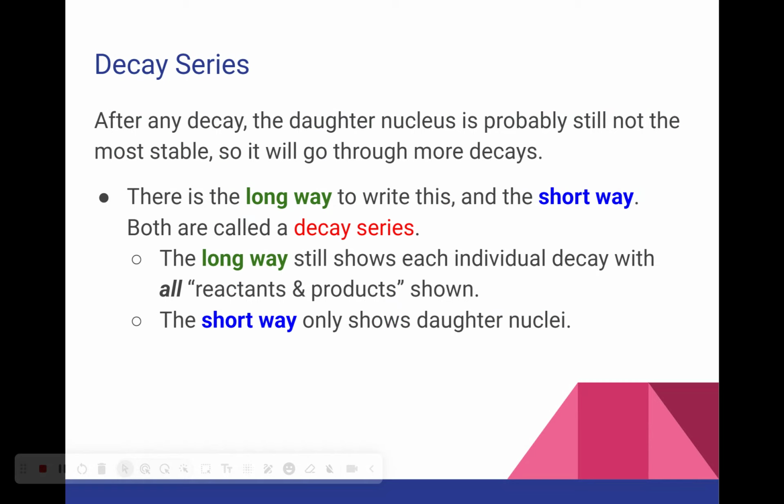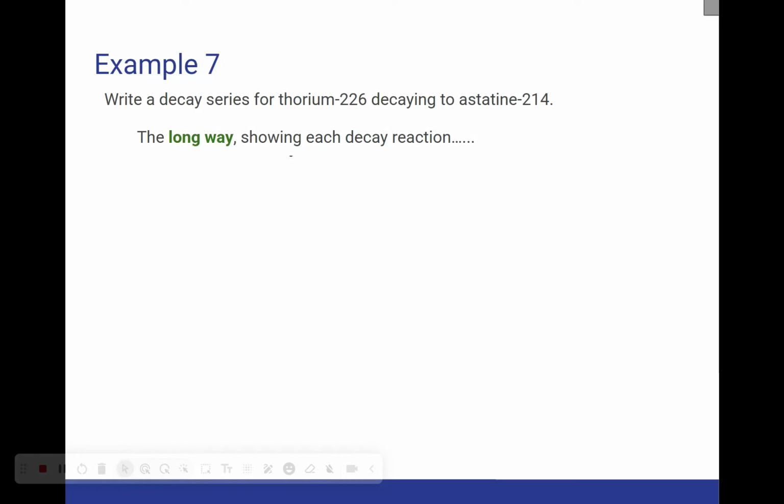There's two different ways that we can show a decay series. The long way, which is pretty much what I just showed you, or a shorter way that only shows daughter nuclei. So let's look at an example. I tell you that thorium-226 will go through a decay series, several different decays, until we produce astatine-214 as the final daughter nucleus, or at least where we're ending things.